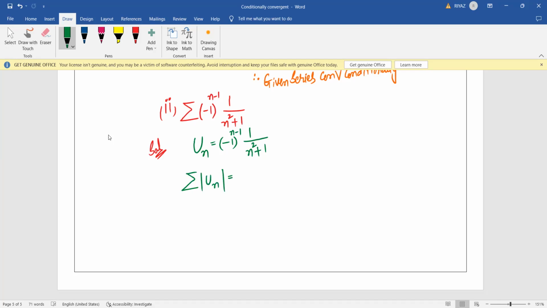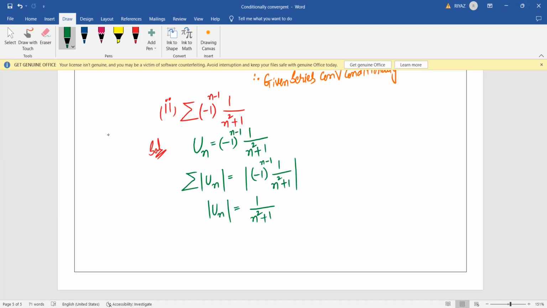The negative term will become positive whenever we are taking modulus. Let me write the modulus also: minus 1 to the power of n minus 1, times 1 by n square plus 1. Whenever we are taking modulus, even the minus sign becomes plus only. So mod un value is 1 by n square plus 1. Is that clear?